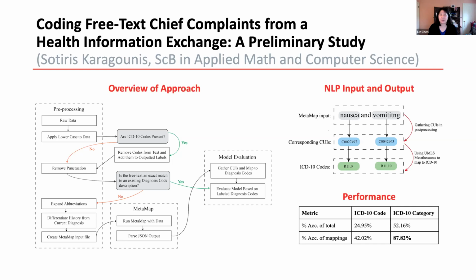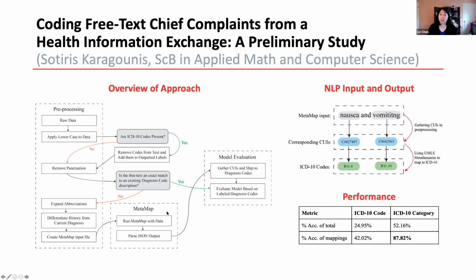This graphic on the left shows some of our process. Again, there's lots of cleaning that needs to be done, things like punctuation and abbreviations we found. The goal was to take these free texts and code them. Here's an example. We might see nausea and vomiting, which we as humans can recognize, but we want the computer to tell us what the ICD-10 code for this is.